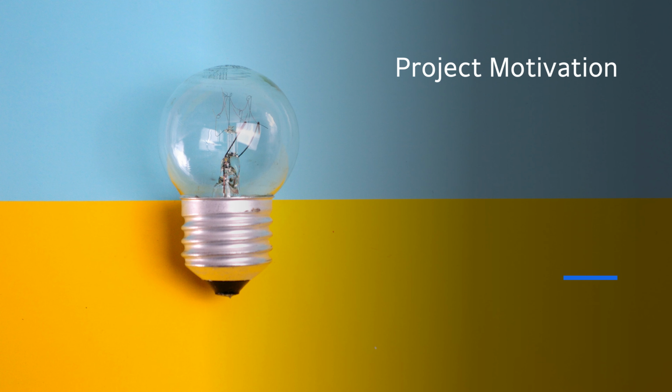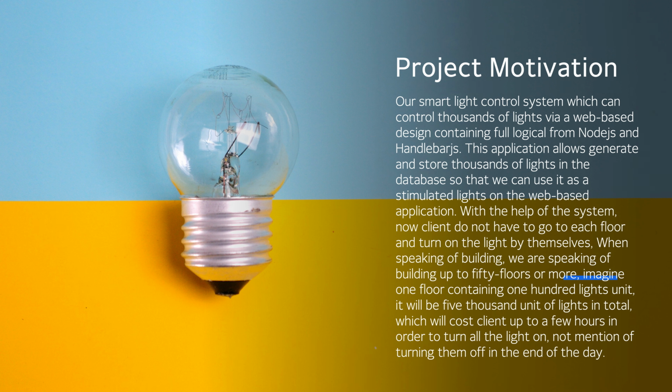The first one is the project motivation. Our Smart Line control system, which can control thousands of lights by a web-based design containing full logic from Node.js and Handlebar.js. So this application allows client to generate and store thousands of lights in the database on MongoDB, so that we can use it as a simulated light on the web-based application. And with the help of the system, now clients do not have to go to each floor and turn on the light by themselves. They can do it with a click of a mouse.